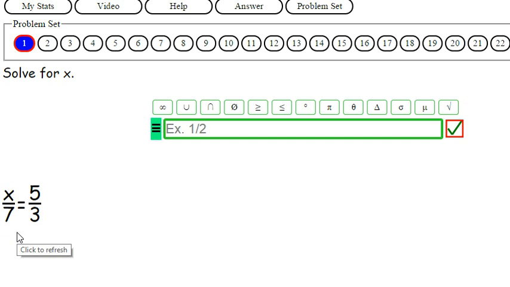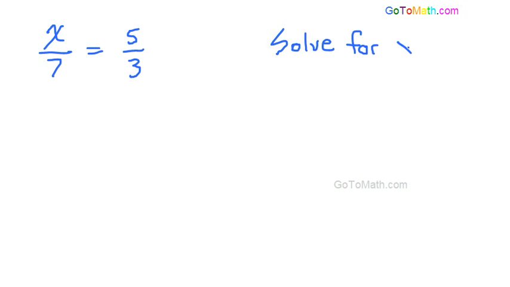Very useful. We have x over 7 is equal to 5 over 3. And we want to solve for x. So what we're going to do here is just multiply both sides by 7.